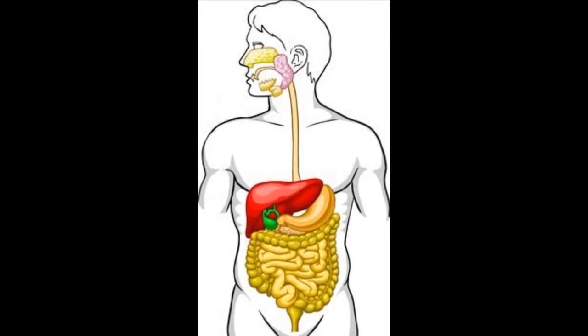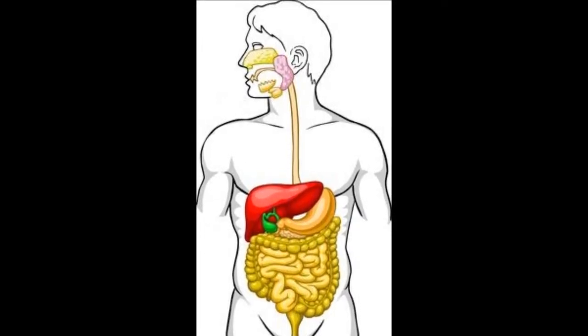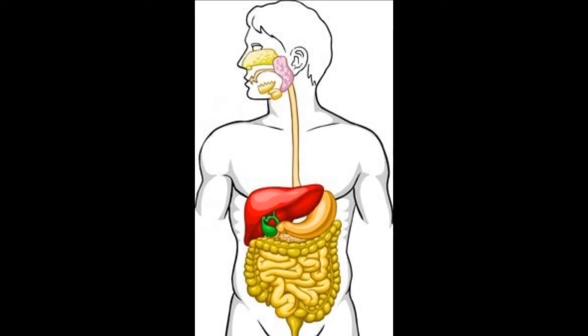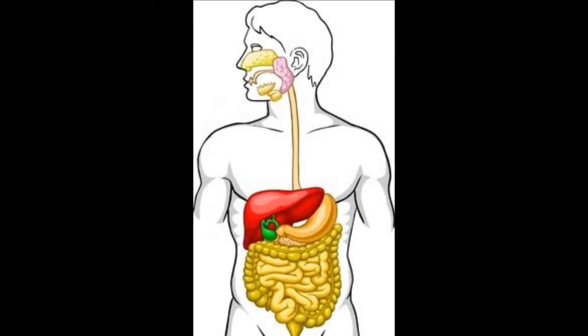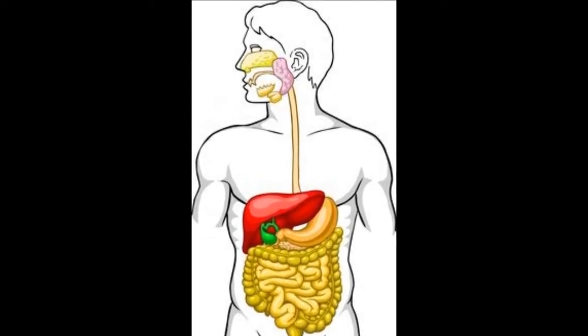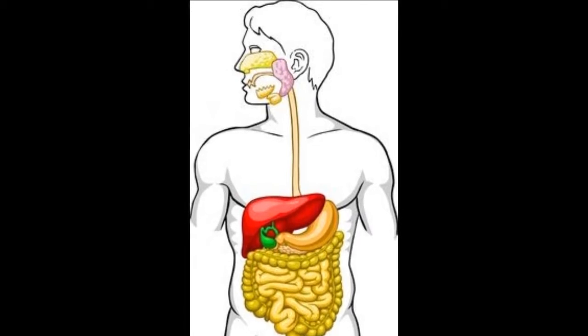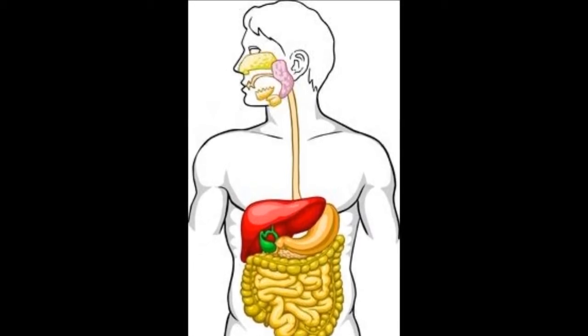Throughout this video, we'll be explaining the process in which food passes through the digestive system, using sport-related examples. Here's a diagram of all the different parts of the digestive system. We will explain each one shortly. Let us start from the beginning.